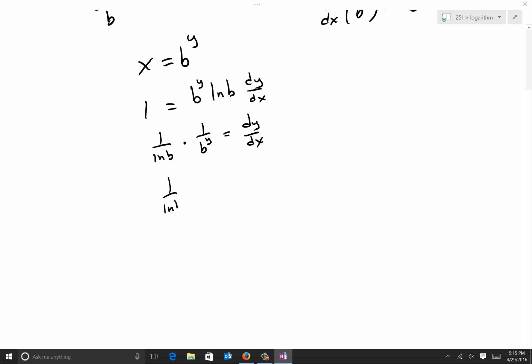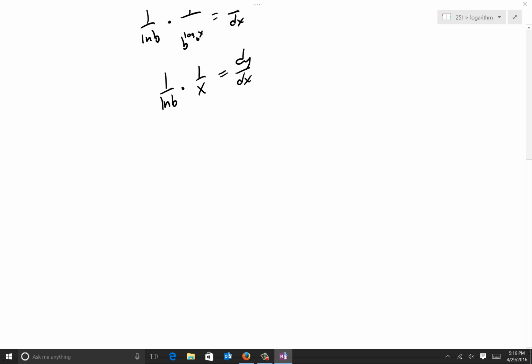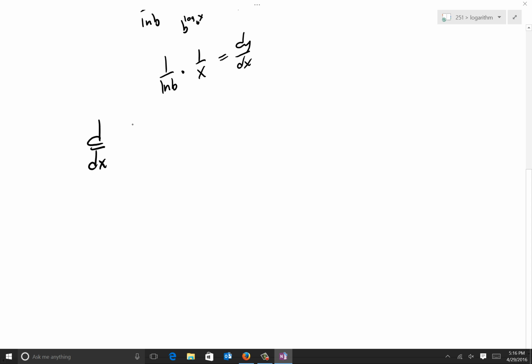Now remember, 1 over ln of b is great, that's fine, but then 1 over b to the log base b of x. So when I do this, b to the log base b of x is just x, so we get 1 over x again. And so what we're going to see is this. That's a true statement. The derivative of any logarithm function, base b of x, is always going to be 1 over the ln of b times 1 over x.